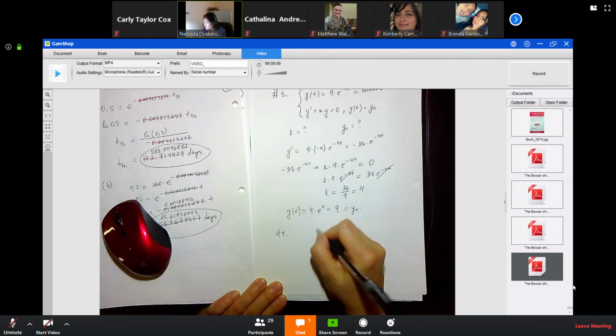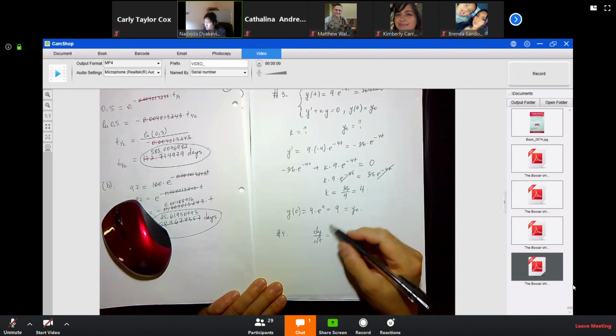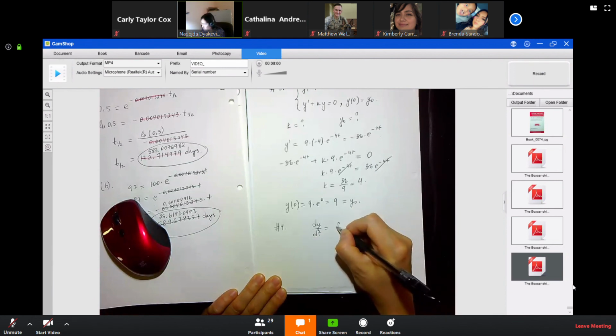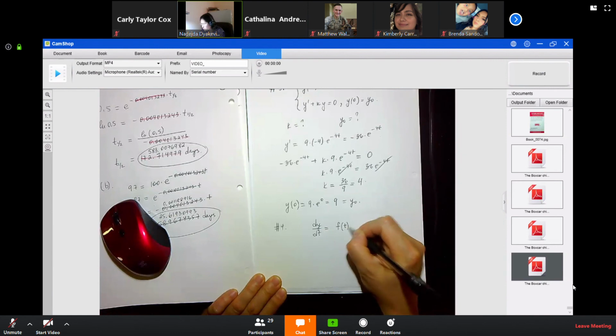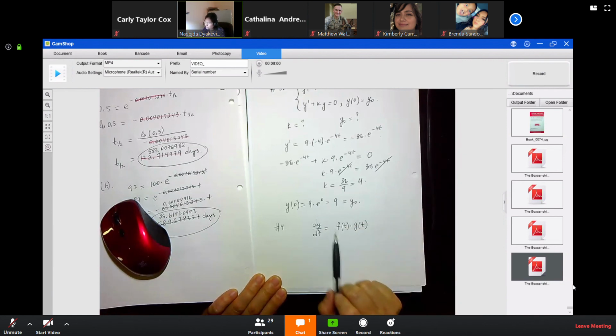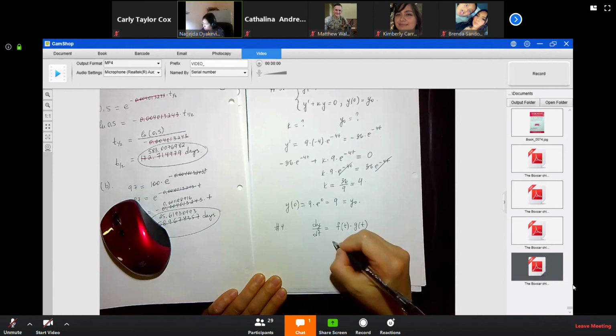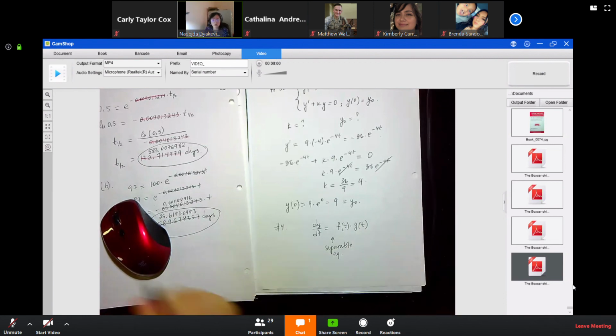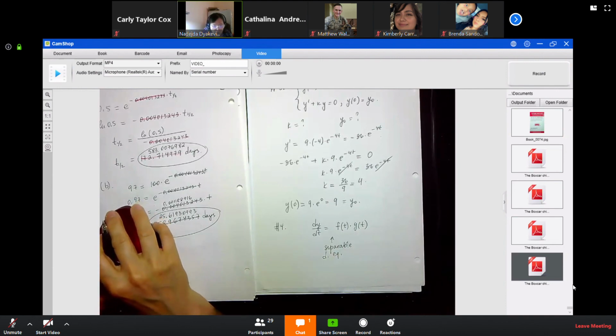separable equation means that you can rewrite it so the left-hand side is dy dt alone, and the right-hand side is a product of two functions, f of t times g of t. If you can write your equation in this form, this will be separable differential equation.